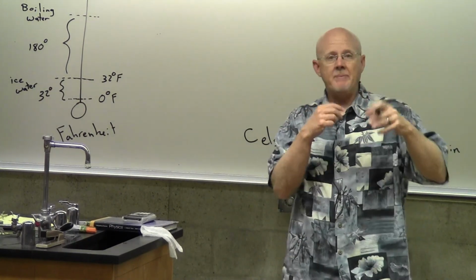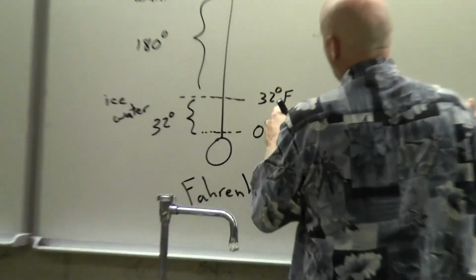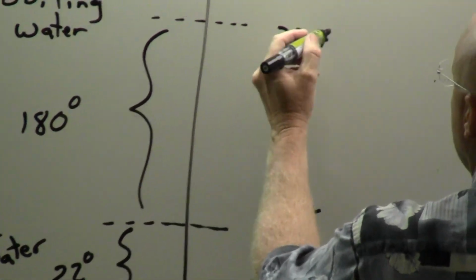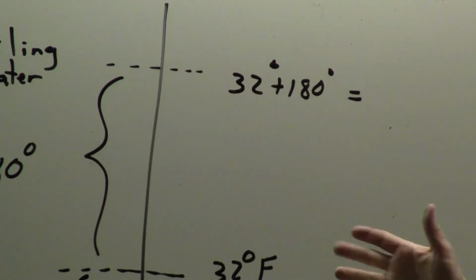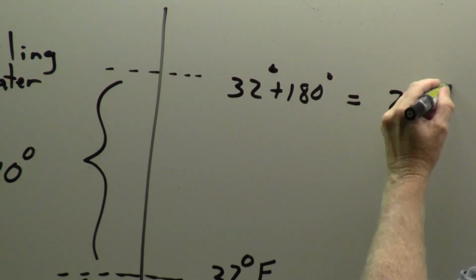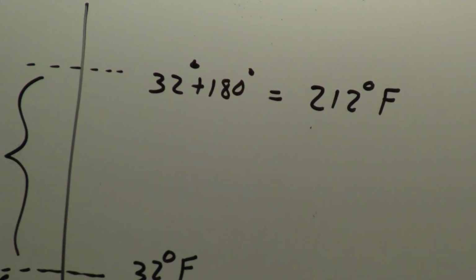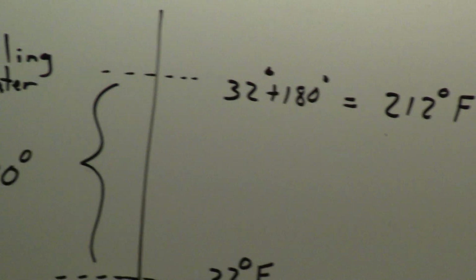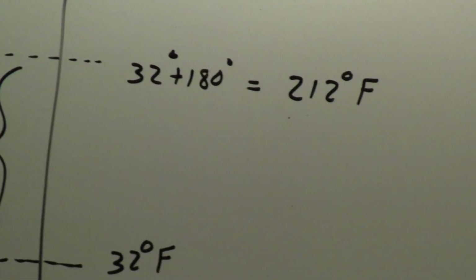And then if you warmed it up even more, you went from ice water to boiling water, it would go another 180 degrees, a half a circle. And if you add 32 to 180, you get 212 degrees. And so for those of you, especially my international students, you may not have ever worked with Fahrenheit. This is our definitions of our different degrees.